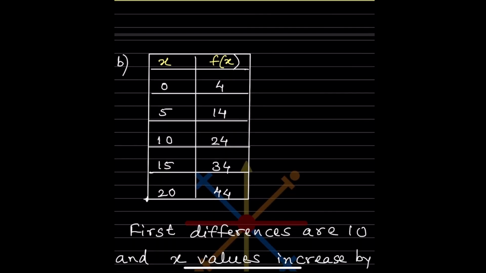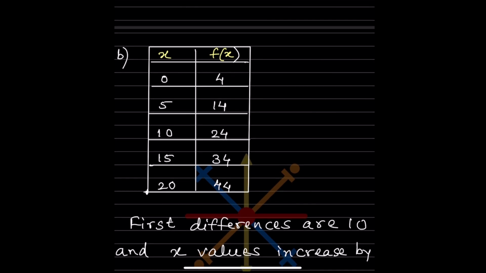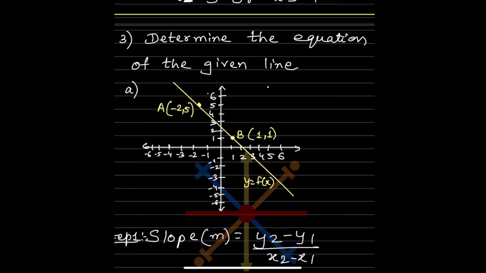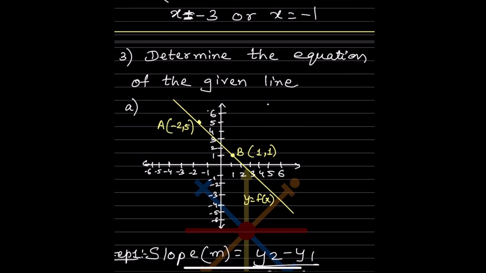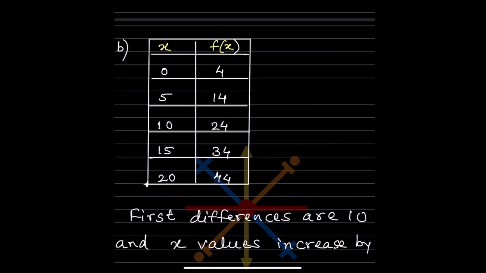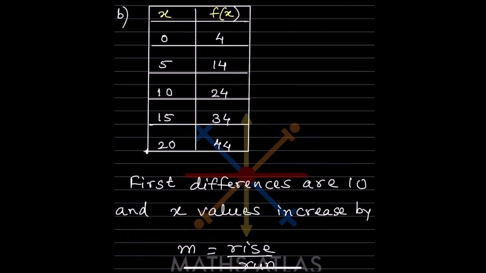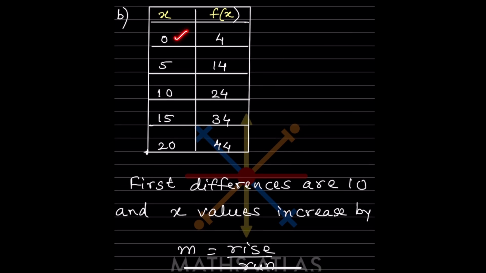Now it's given, this table is given, with x and f of x values. So now what will you do? Again, for this also you have to find the equation. The question is the same, only it is given in the form of a table. The values have been given over here, x and f of x, and f of x is nothing but y.